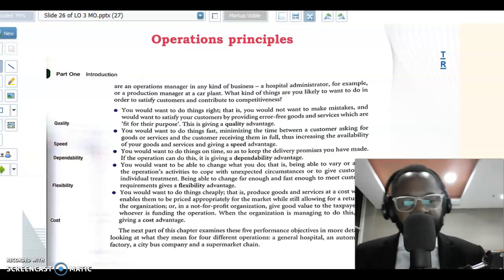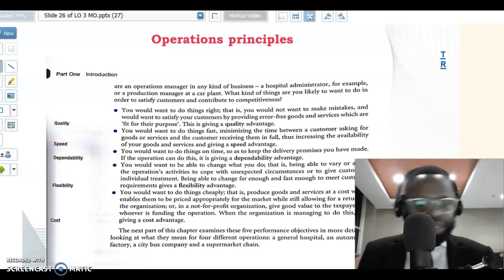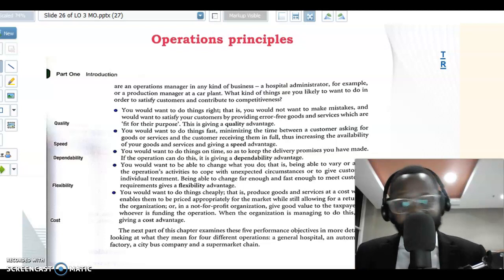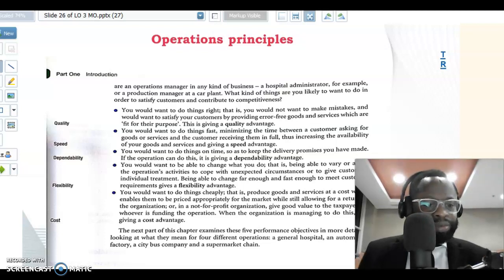What about a hospital? Speed is an important operations principle at a hospital, not so? Accident and emergency, yes. Flexibility is important now more than ever, right, in our current situation. Everything is well, Husna, right?